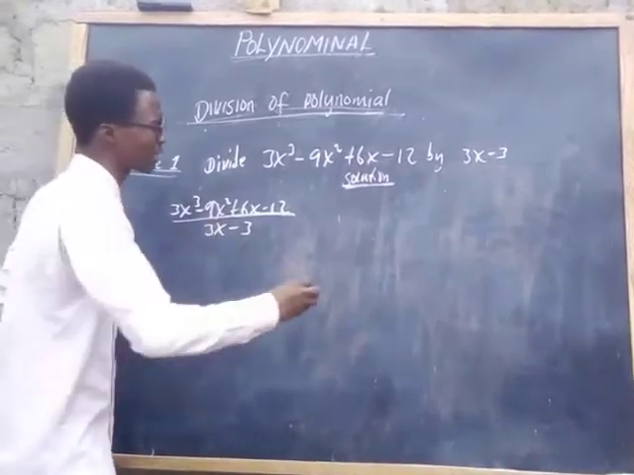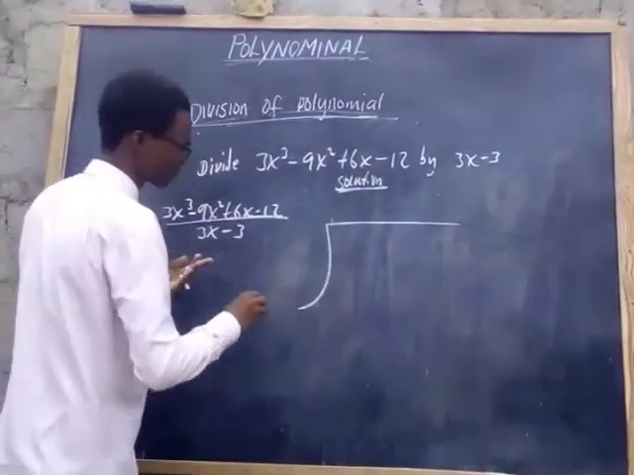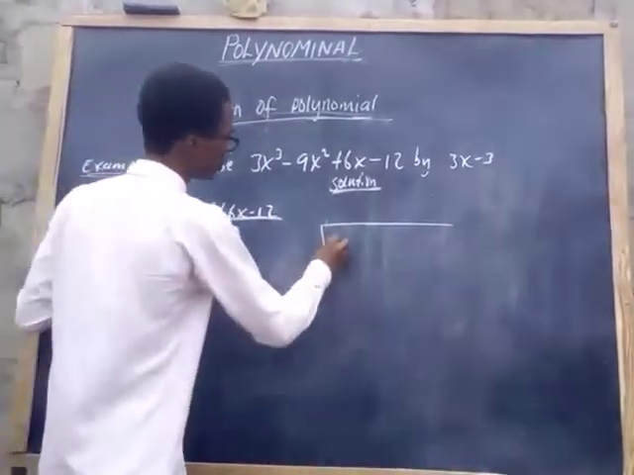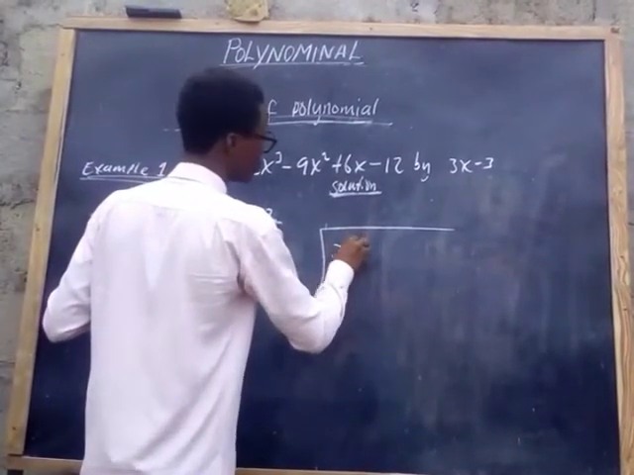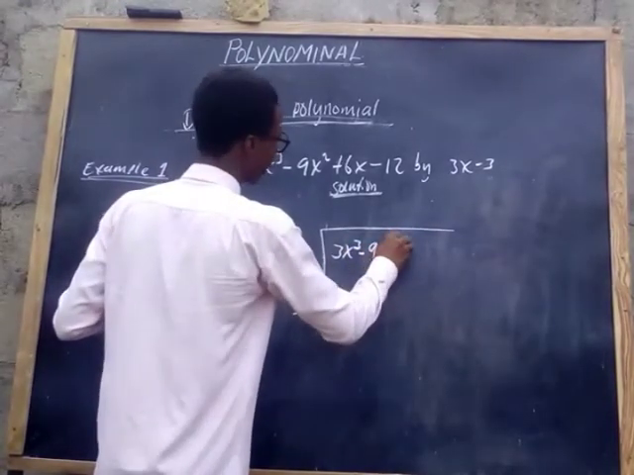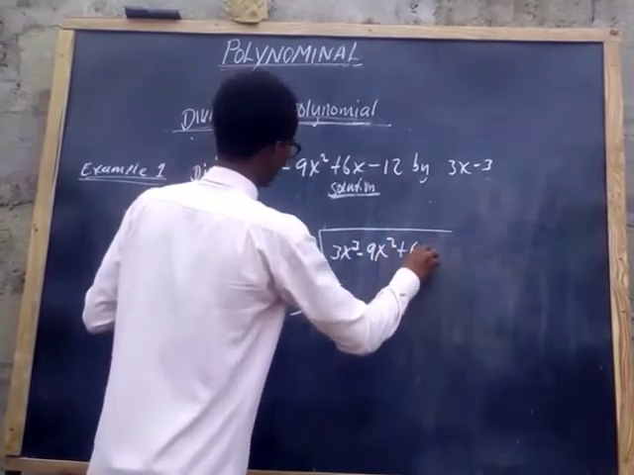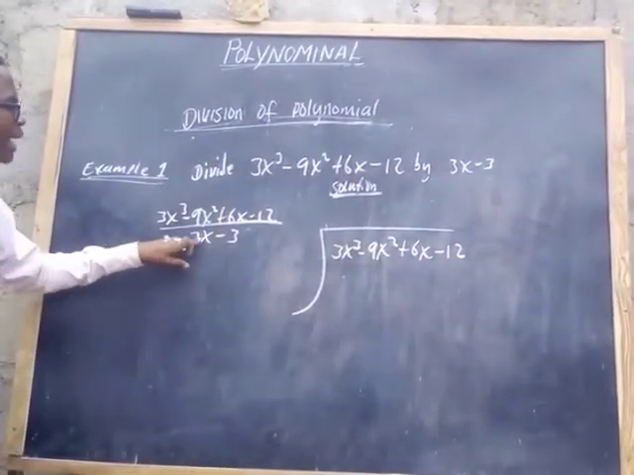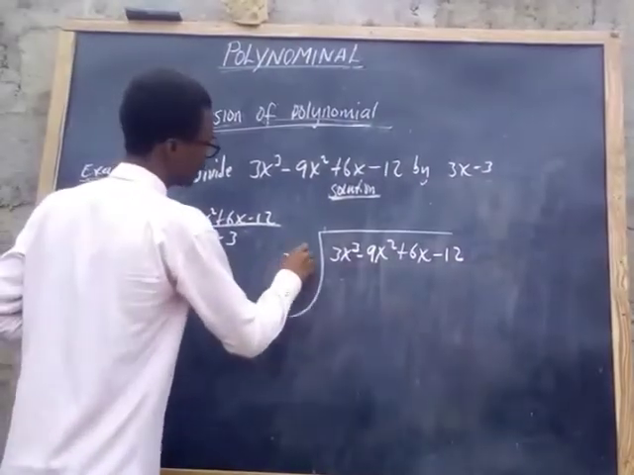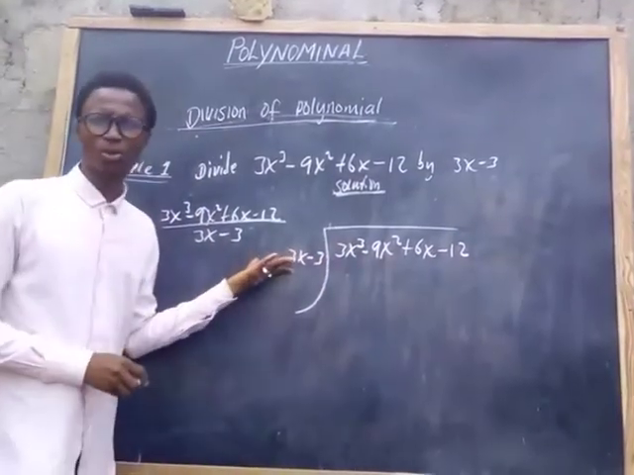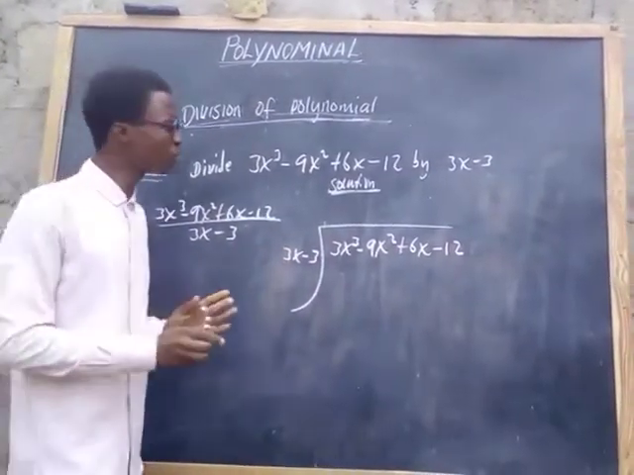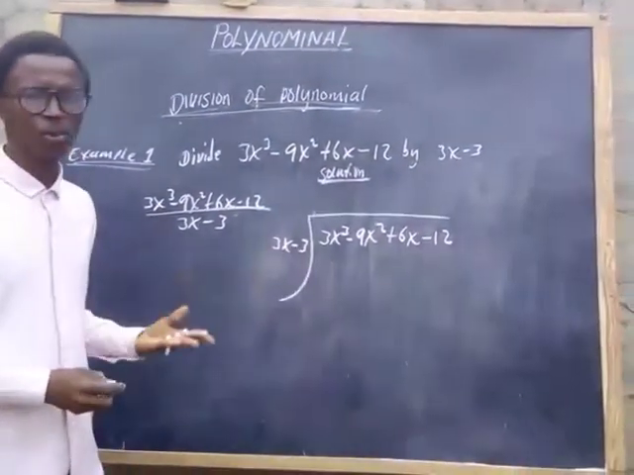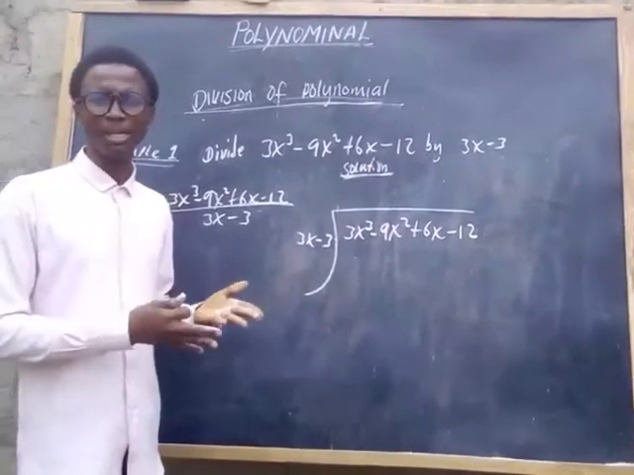So now you're going to set it like this. The numerator will always be inside. So 3x cubed minus 9x squared plus 6x minus 12. You write it. Now 3x minus 3 outside. Now you're going to solve it. This is what you call the long division method, and I believe they used to teach this one in primary school.